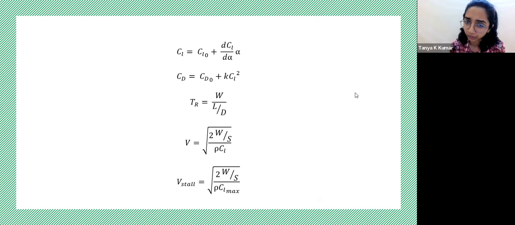These are the same formulas that you have seen last time, but I'm just going to keep this slide here to refresh your memory, so we keep using these formulas throughout the course. First is the coefficient of lift, which is the linearized equation with respect to angle of attack alpha. CD is the drag polar equation, which represents the induced and the parasitic drag. Thrust required, we derived this; it's just a manipulation of the terms for level flight. From there, we get the equation for velocity at any given CL, and for stalling velocity, you use CL max.